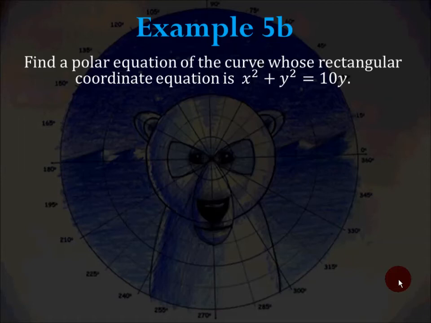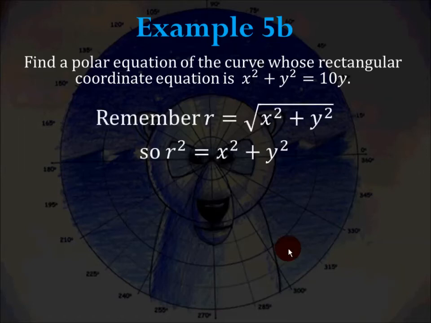All right, so use the technique that you used on example 4b to try to solve this one yourself. So we remember that r squared is x squared plus y squared because r is plus or minus the square root of x squared plus y squared. And we know that y is r sine theta. So now we're going to substitute those in.